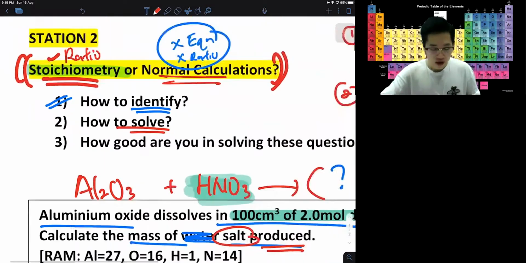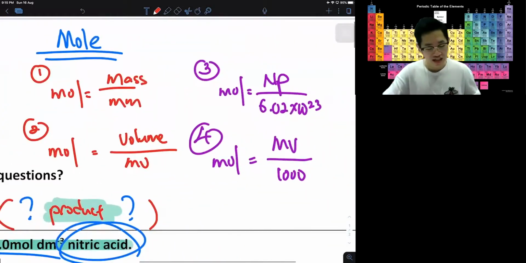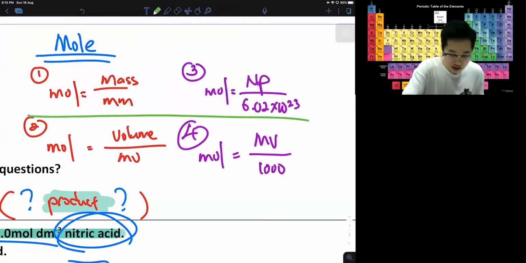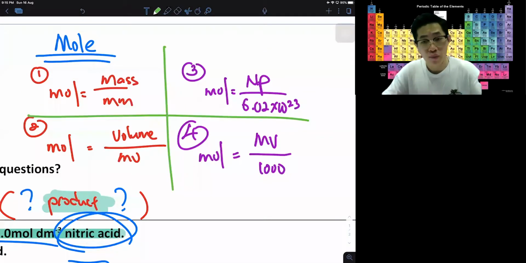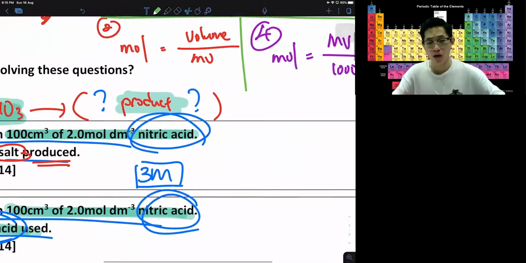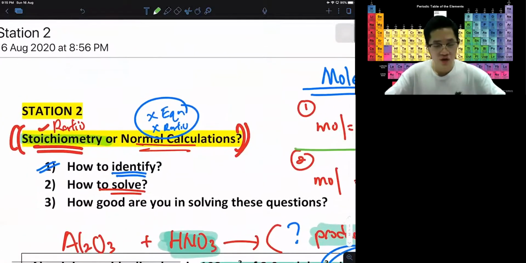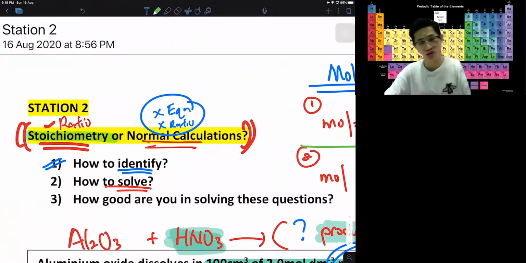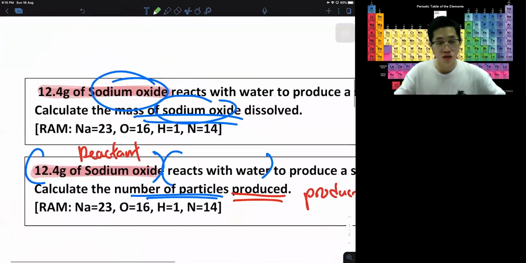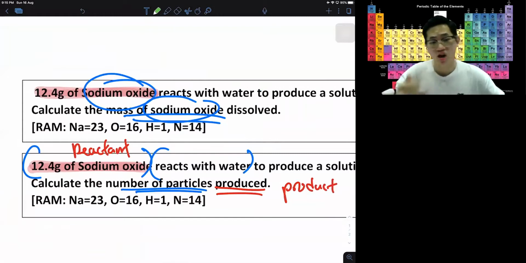Chemistry, to be honest, is really easy. As long as you can remember these 4 formulas, you will be able to solve all the questions. Let us start with the normal question first. How to solve a normal question? As we said, normal question, no need equation, no need ratio, straightforward. For example, 12.4 grams of sodium oxide. They want to find the mass of sodium oxide.